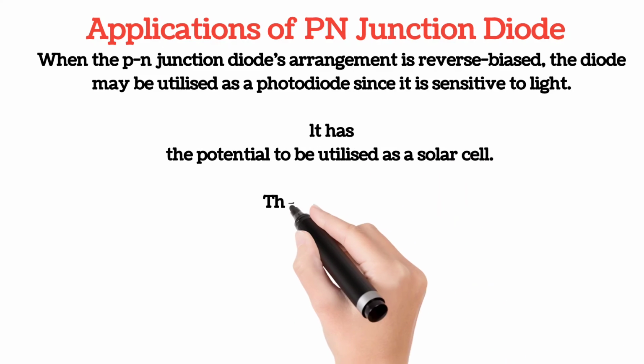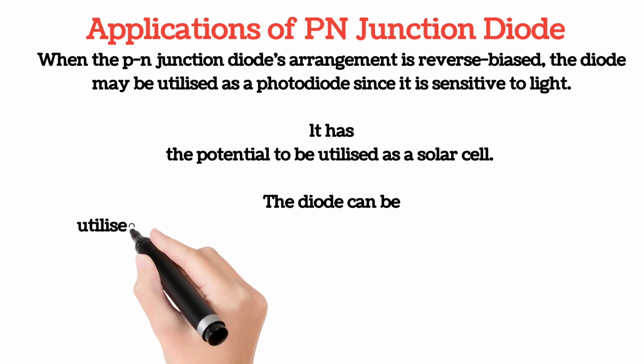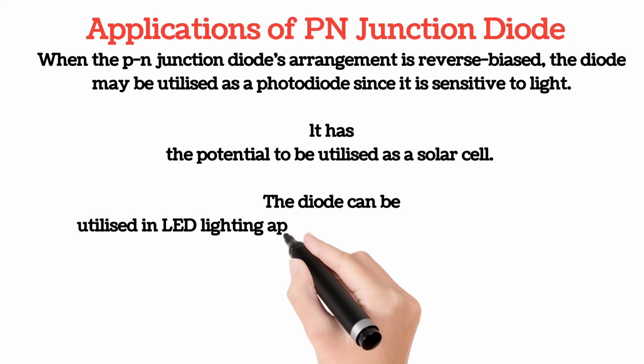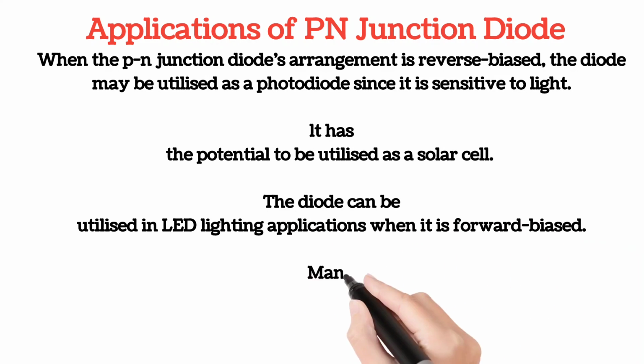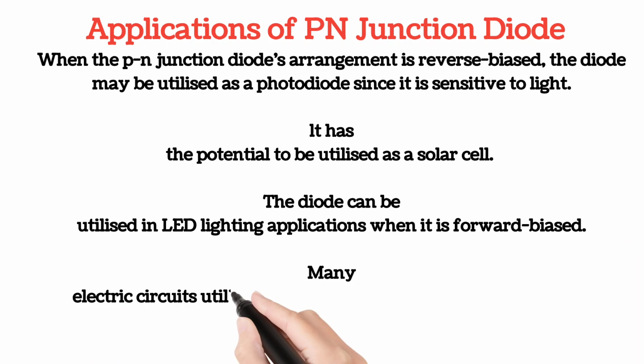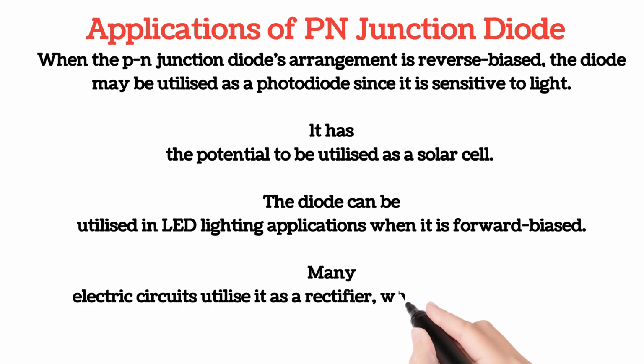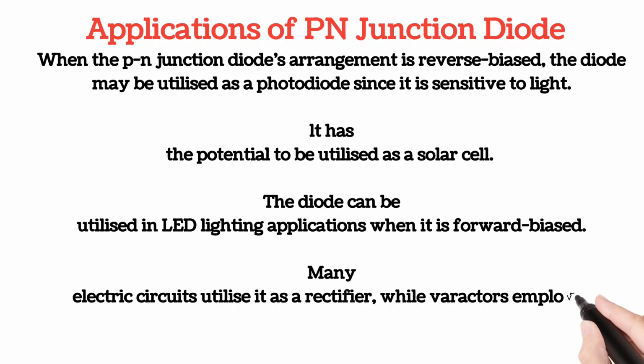The diode can be utilized in LED lighting applications when it is forward biased. Many electric circuits utilize it as a rectifier, while varactors employ it as a voltage-controlled oscillator.